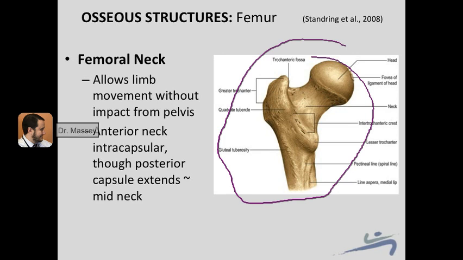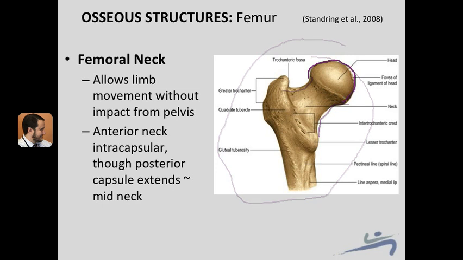Here we can see a posterior view. The femoral neck allows us to have a greater degree of motion without bumping into the pelvis as we go through ranges of motion, while still allowing us to have that nice larger contact area of that spheroidal femoral head. Now the capsule is going to extend in the posterior aspect to about the mid neck, but in the anterior aspect it's going to go to the intertrochanteric line.